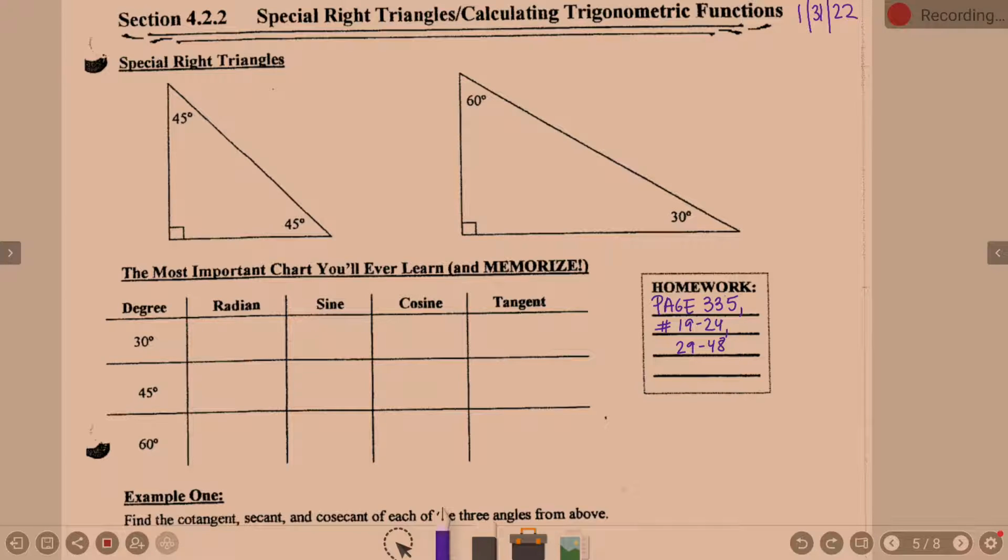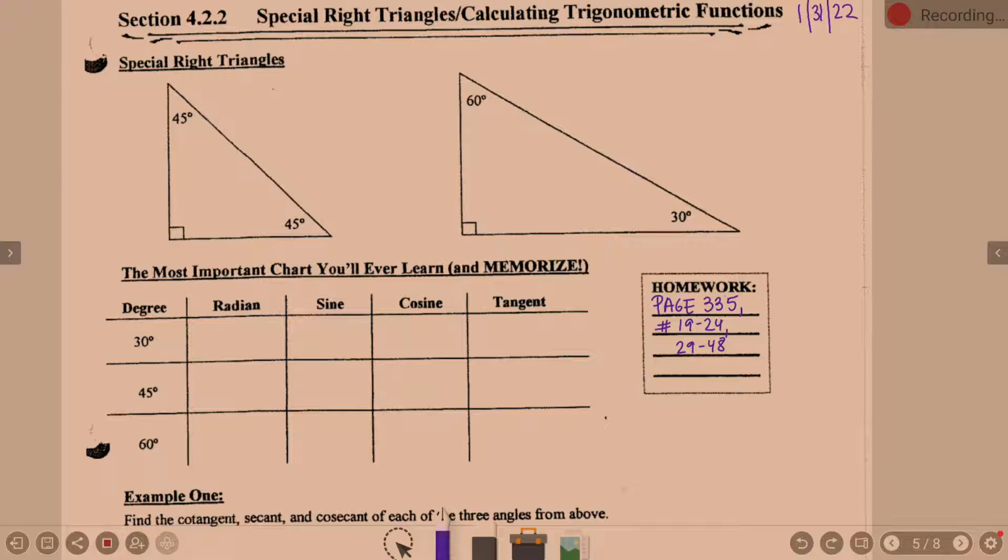Ironically enough, I was having a conversation with Mrs. Rogers this morning, and I want to say she said she was teaching special right triangles right now. So, all that to say, you probably learned this 2 years ago in geometry. Whether you remember them is a whole other story.